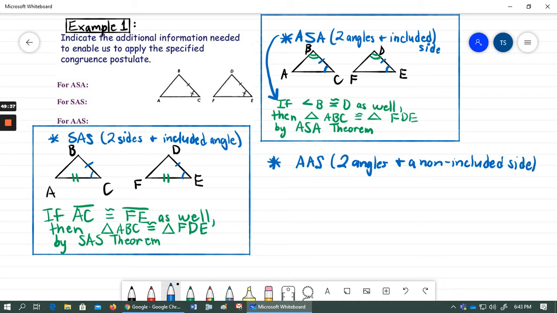Alright. So again, folks, let me draw out those original two triangles. Let me mark those up. A, B, C.